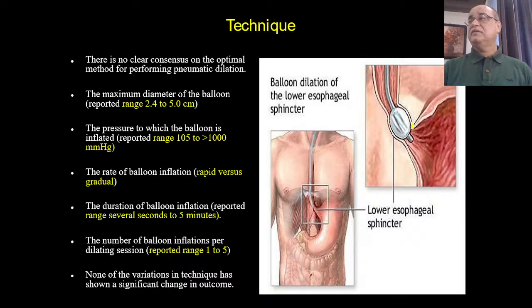Now different techniques have been used for this. For example, the maximum diameter of the balloon is reported from 2.4 to 5 centimeter. The pressure to which the balloon is inflated ranges from 105 to more than 1000 millimeter of mercury. Then the rate of balloon inflation, whether it should be rapid immediately or gradual. Then for how much time the inflated balloon should be there in situ; different series have used from several seconds up to 5 minutes. Then the number of balloon inflations per dilating session, only once or even up to 5 times the inflation and deflation of the balloon can be done, but none of the variations in the technique have shown a significant change in the outcome. So it will depend upon personal experience.